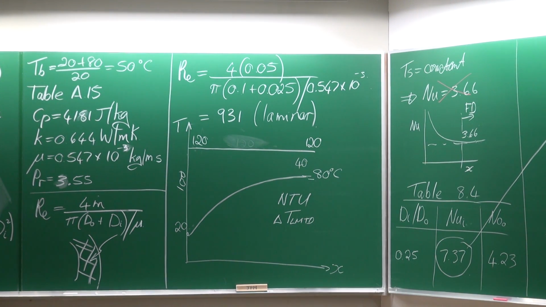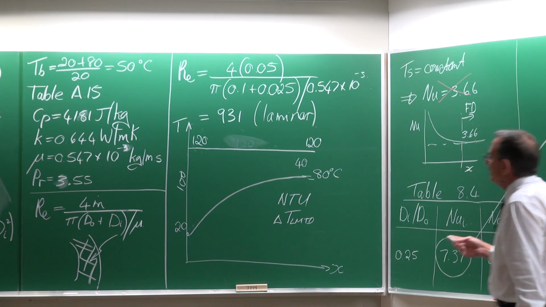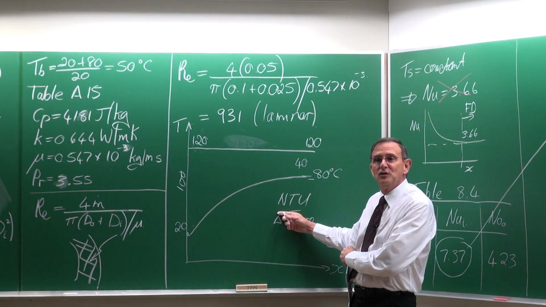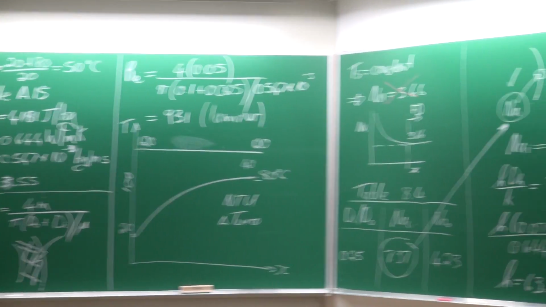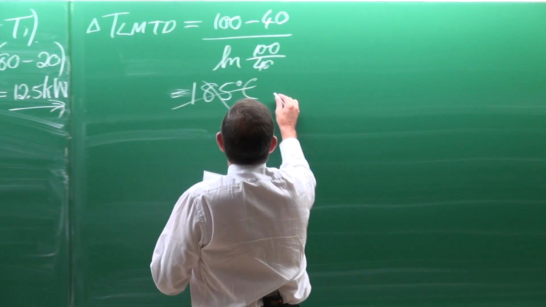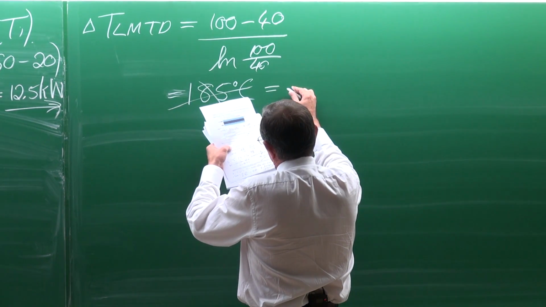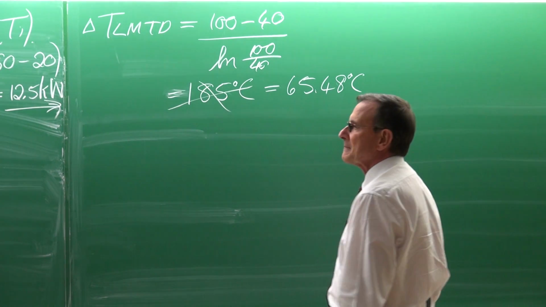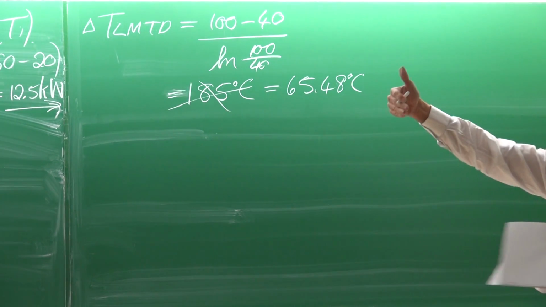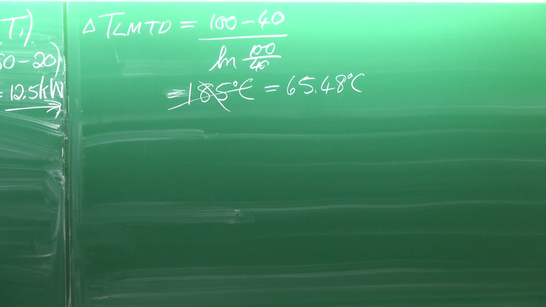My example was not a good example. Let's suppose you calculate it as 185. If you calculate it as 185, you must immediately know that it can't be. It's very easy to make a calculation error. So that should actually be 65.48. It should be between the 40 and the 100. It can't be less than 40, it can't be more than 100.